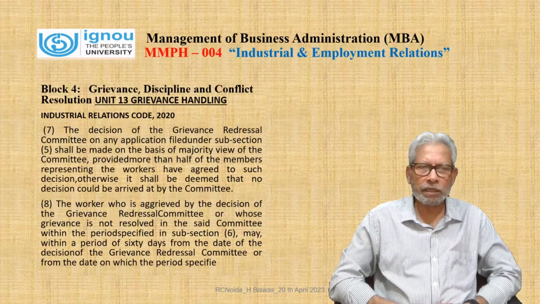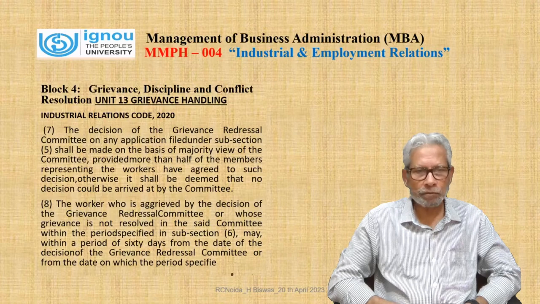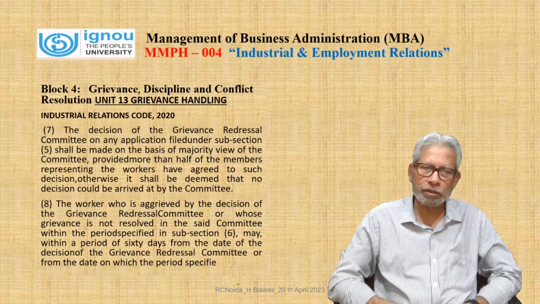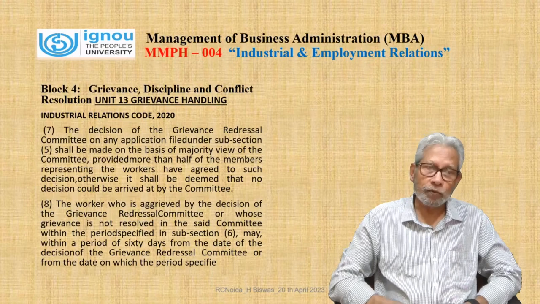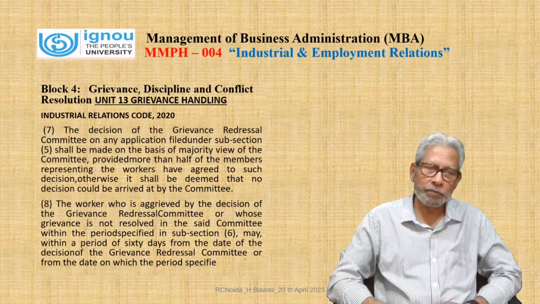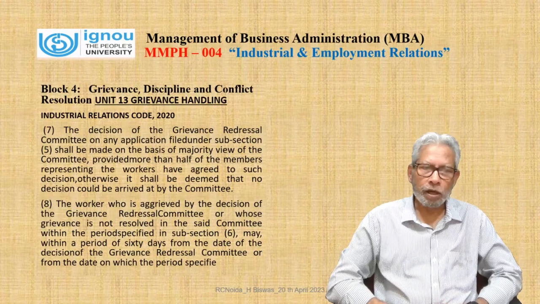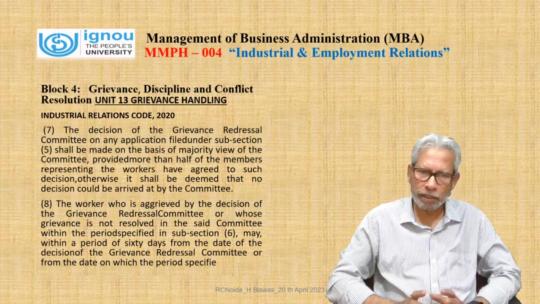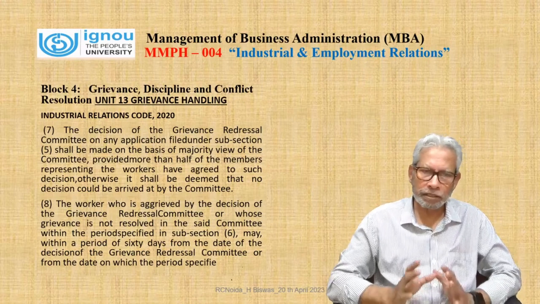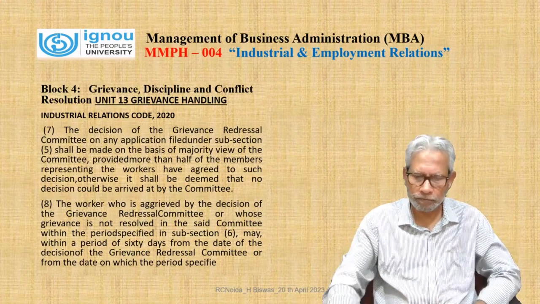Another one is the worker who is aggrieved by the decision of the grievance redressal committee, or whose grievance is not resolved by the committee within the period specified in section number 6, may within a period of 60 days from the date of the decision of the committee or from the date on which the period specified ends. So anyhow we have to redress the matters. The time limit is also given: within 60 days you have to finish it up.